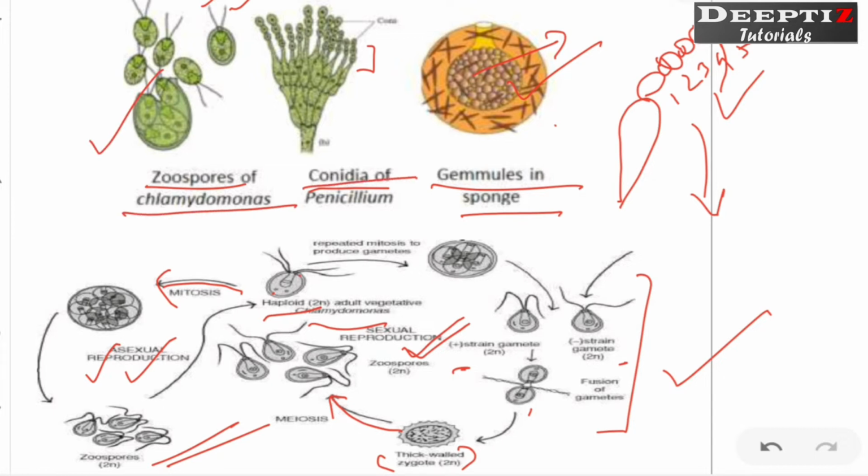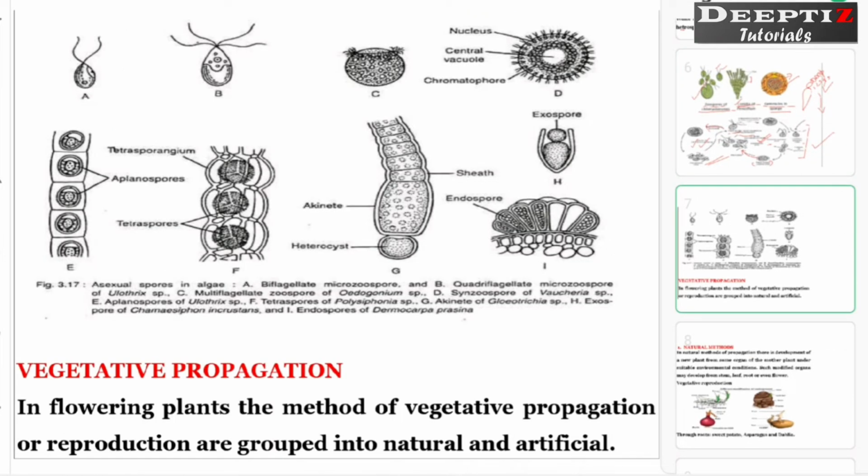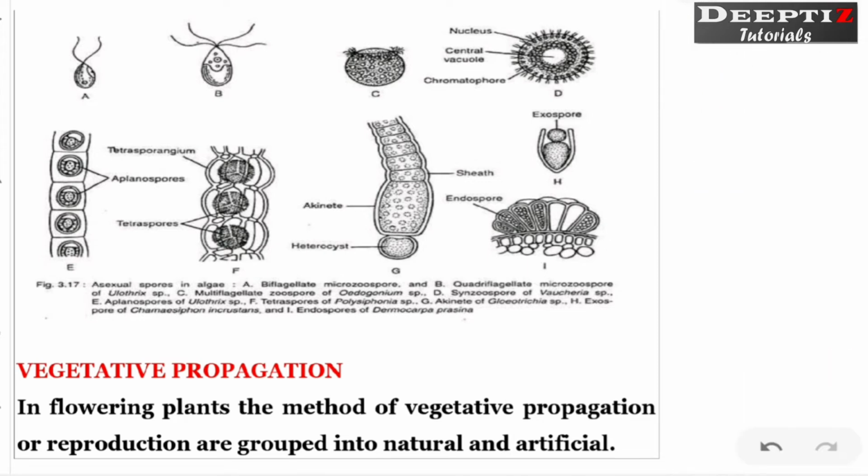Conidia. So the question is, how does mycelium reproduce asexually? Mycelium reproduces asexually by the formation of conidia, right? Here a few more examples are given for the spores. Hope you can identify them, just refer to this one. There is nothing detailed to study here, right?